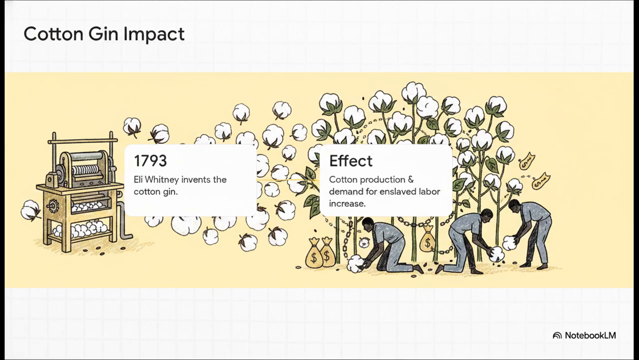Mapping this out helps us understand exactly why the economy and society of the American South changed so drastically in such a super short amount of time.